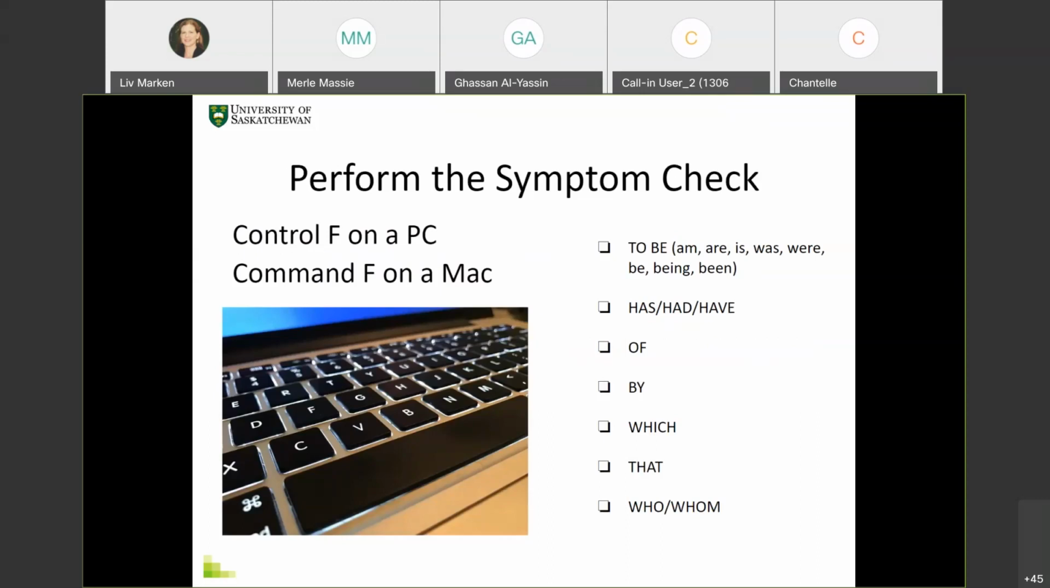Any questions so far? I think I'm almost done. How are we for time? You're doing good, Liv. Just keep on going. It's already 12 o'clock, so if people have to leave, that's okay. But yeah, I'll keep going.